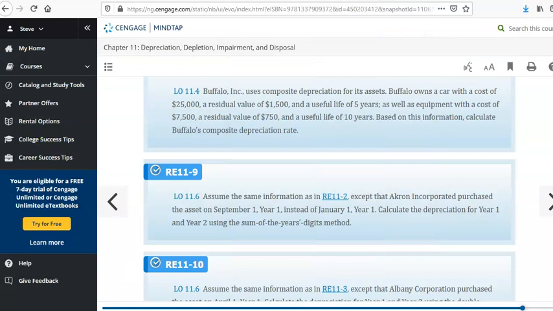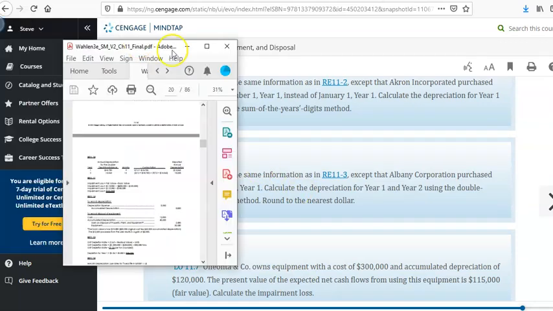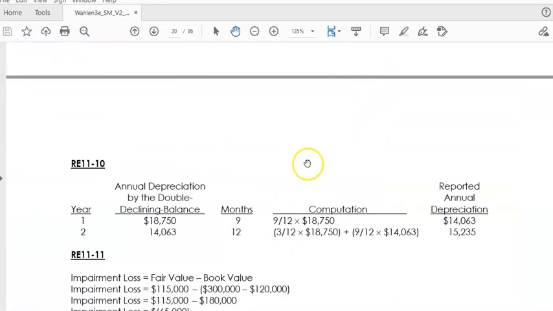Okay, so that was 11.9. And 11.10 is kind of the same story here. They're doing a twist on 11.3. I'm just going to put that one on the screen for you so you can take a look at that one. So here's 11.10. Also, take a look at that.